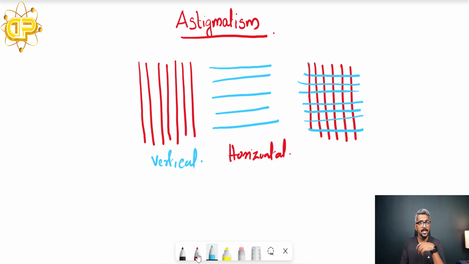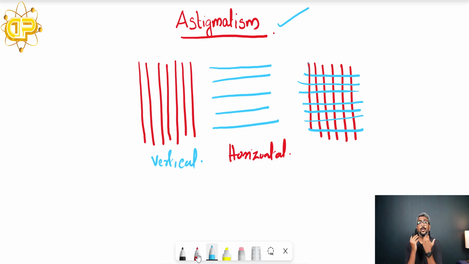Such a condition is known as what? Astigmatism. Many people have this astigmatism, and if you go to a doctor for a clear-cut checking, then only will you understand this particular condition.